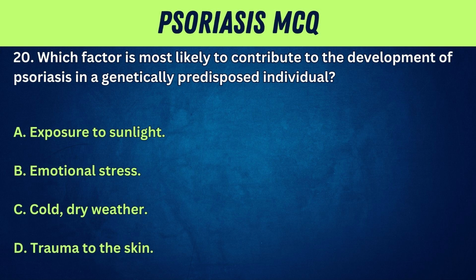20. Which factor is most likely to contribute to the development of psoriasis in a genetically predisposed individual? A. Exposure to sunlight. B. Emotional stress. C. Cold, dry weather. D. Trauma to the skin.